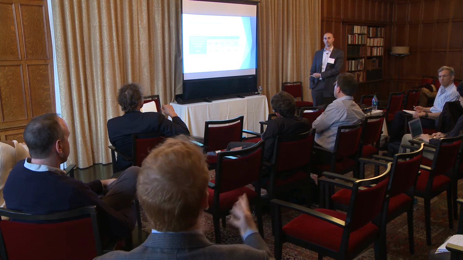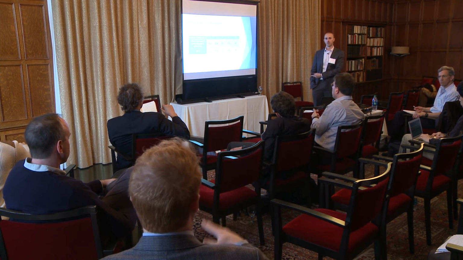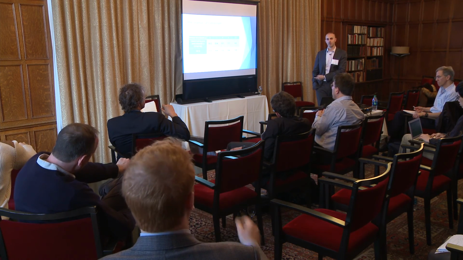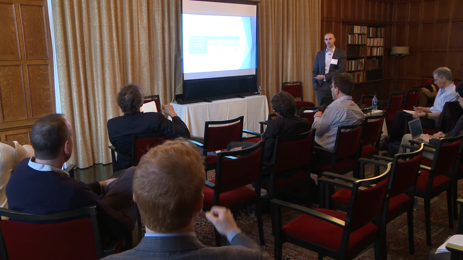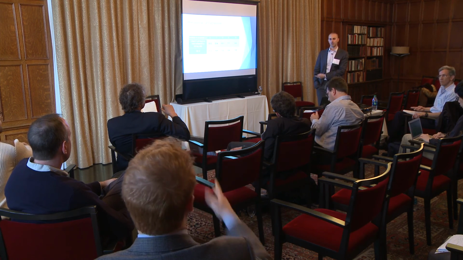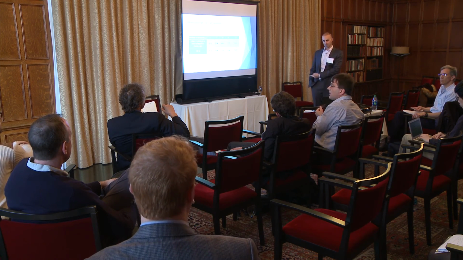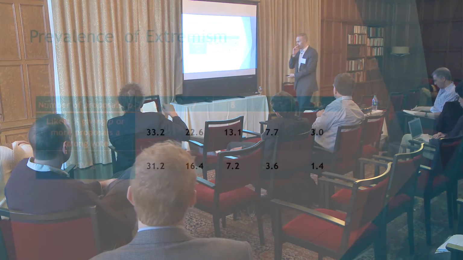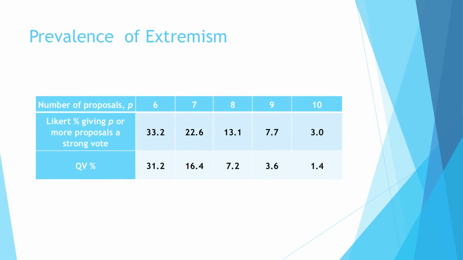So, certain types of behaviors become less, it depends a lot on the definition of extremism, and certain types of behaviors can become more or less pronounced depending on the budget constraints you put on people, right? Right, okay. So in this, extremism was simply defined as giving a strong vote on a lot of proposals. Yeah. Not for Likert or for QV. Yeah, it was about the number of proposals to which you give strong votes.